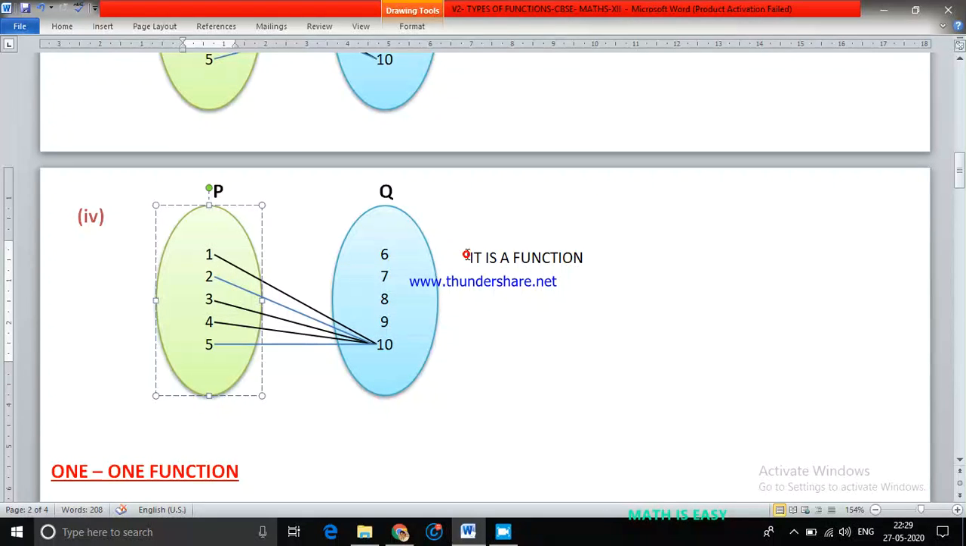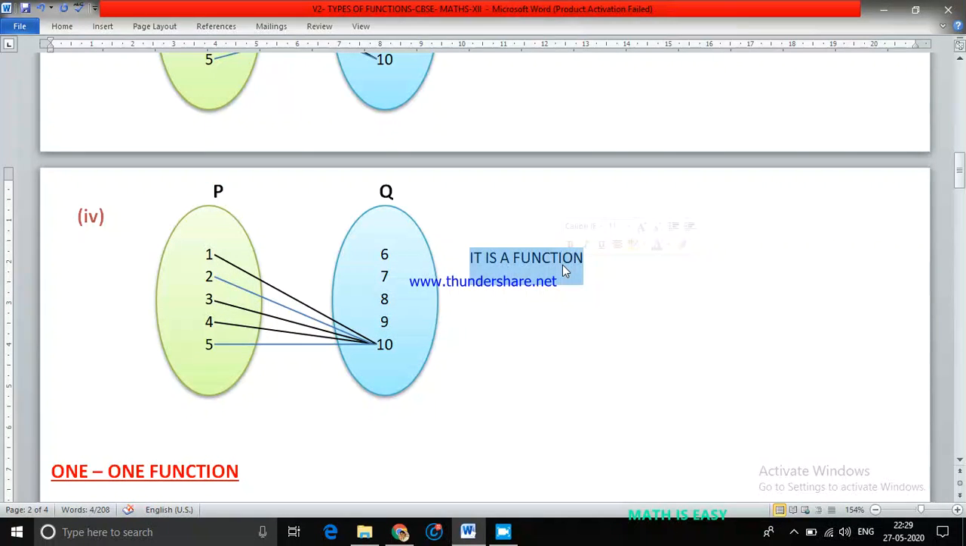So even if it is a function, it is neither 1-1 nor onto. So one more question: give an example of a function which is neither 1-1 nor onto. It has to be a function, but it cannot be 1-1 and it cannot be onto. So this is an example. It is a function, but it is neither 1-1 nor onto.